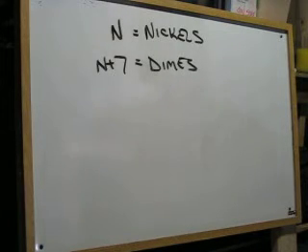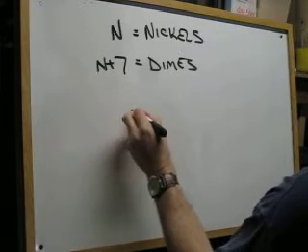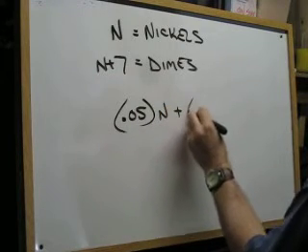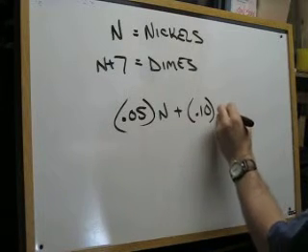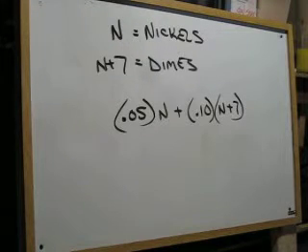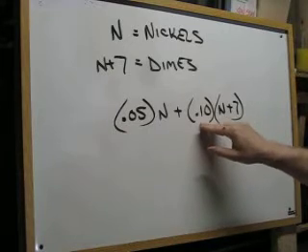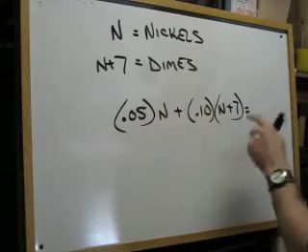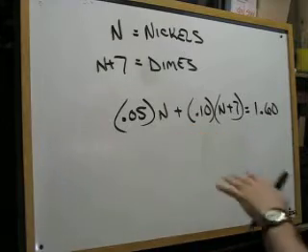Alright, when we add those together, all we have is the number of coins we have. We don't have the value. So that's where we have to start putting the value. We take 0.05, because that's the value of a nickel, times N, plus 0.10, which is the value of a dime, times how many dimes we have, N plus 7. And again, I'm not just multiplying the 0.1 times N. That's why I put this in parentheses. It's being multiplied by the entire thing. And when we take the value times the number plus the value times the number, we get $1.60 here.